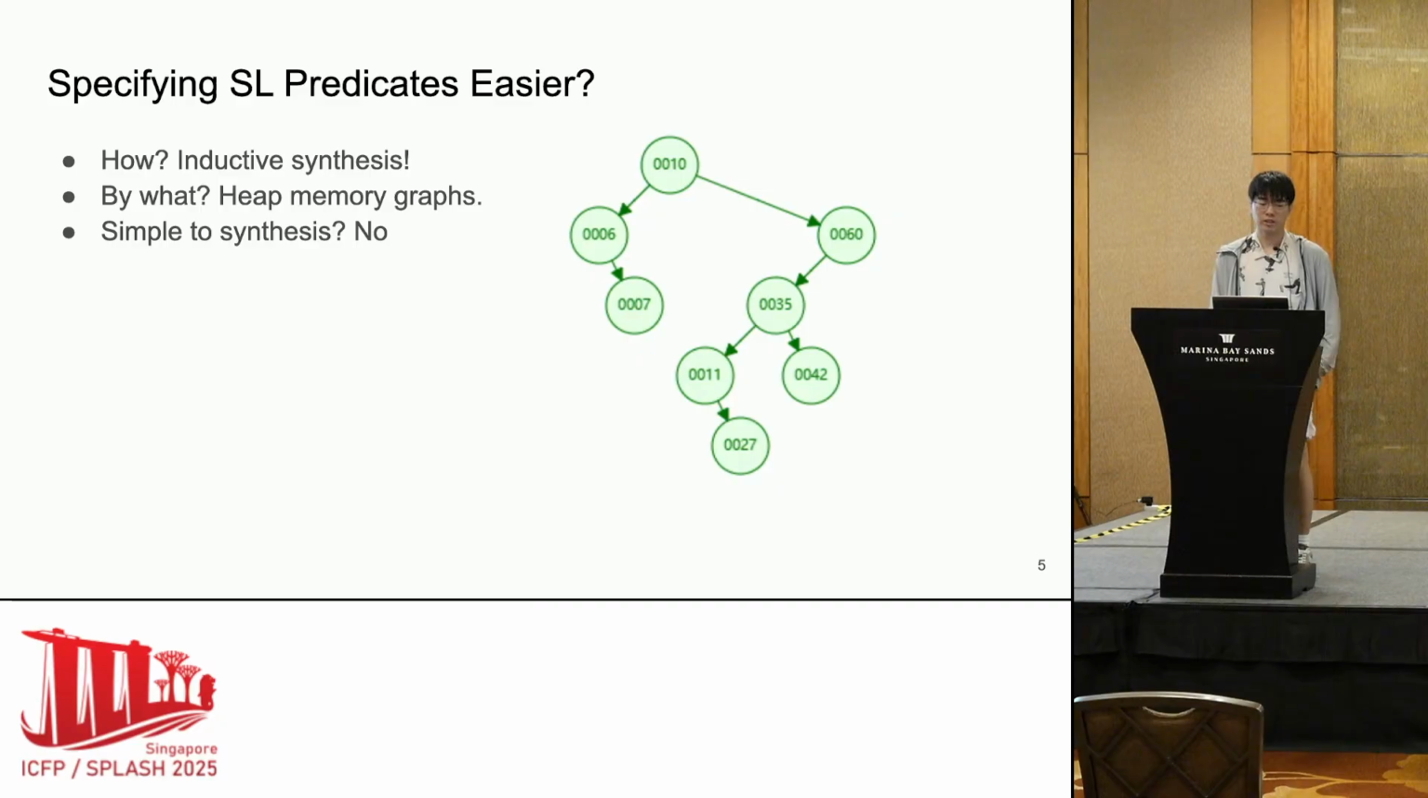And intuitively, examples can be easier to come up with compared to formal definitions. What is the example here? It's an instance of the data structure. Like here we have a heap memory graph. On the right is a binary search tree. What we want is to take a set of such memory graphs and synthesize the corresponding formal definition of the separation logic predicate.